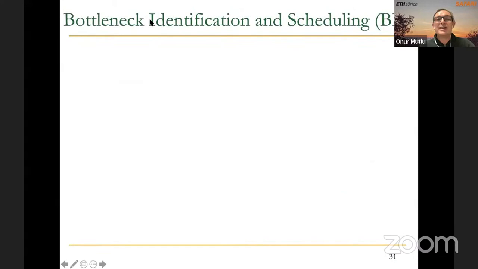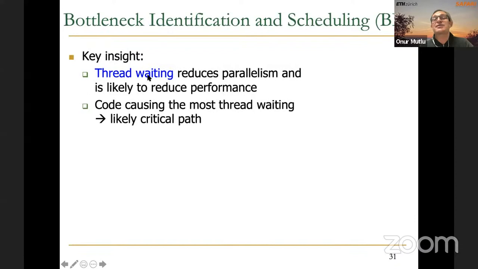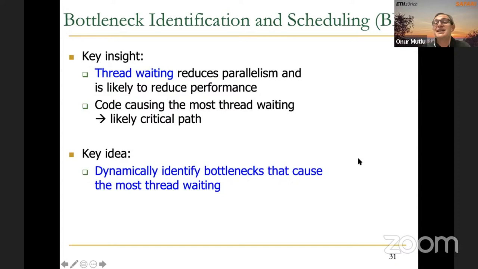Okay, so bottleneck identification and scheduling, the key insight here is that thread waiting, basically a thread becoming idle and waiting for some other thread, clearly reduces parallelism and is likely to reduce performance. It's likely to be on the critical path, basically. And code that's causing the most thread waiting is likely to be causing your critical path. And the key idea in this paper is very simple.